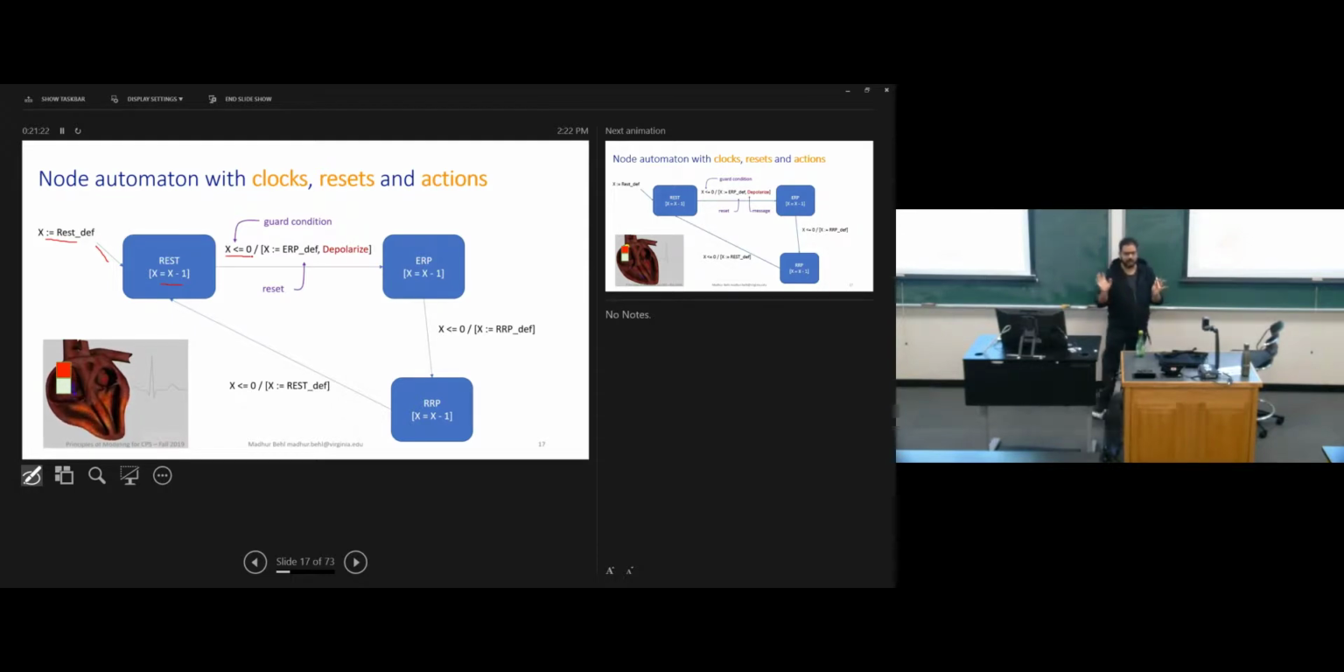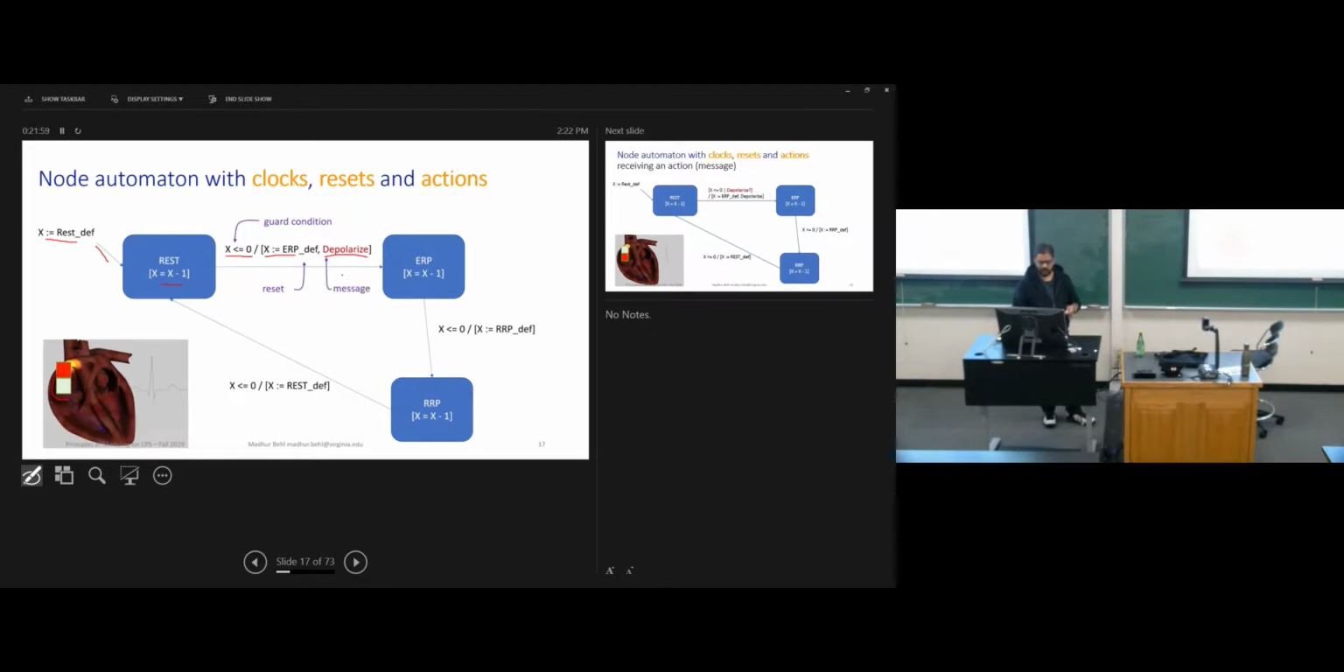This is the automaticity equivalent of what we studied previously. When we transition, not only do we reset or redefine the clock value to the ERP period, we also issue a message called depolarize to other automata. By doing that, we are informing some other automaton, like the one underneath this red automaton in the slide, that I have depolarized, so maybe you should also depolarize to your ERP, and we'll see how that works. But this is what is called a message or an action. So really, a timed automaton is a transition system with clocks, with resets, and with messages or actions. I use them interchangeably, both are correct.